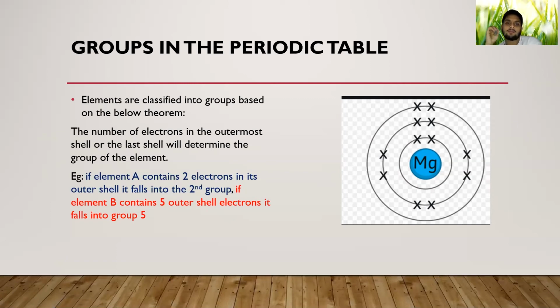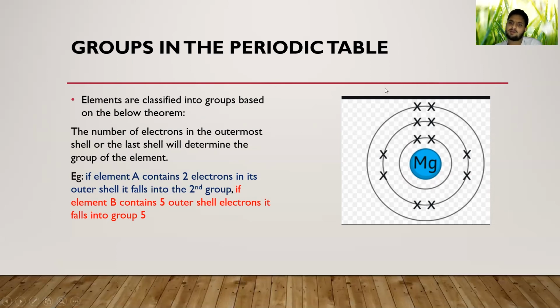Okay, so the elements are classified into groups based on the theorem as stated below here. So here we say the number of electrons in the outermost shell or the last shell will determine the group of the element. Okay, so it's more easy for us to explain by an example. So I've taken an example of element named A. So I say it contains 2 electrons in its outer shell, so it falls into the second group. So it falls into group 2. Okay, another example, say we have element B. It contains 5 electrons in its outer shell or the last shell, so it falls into group 5.